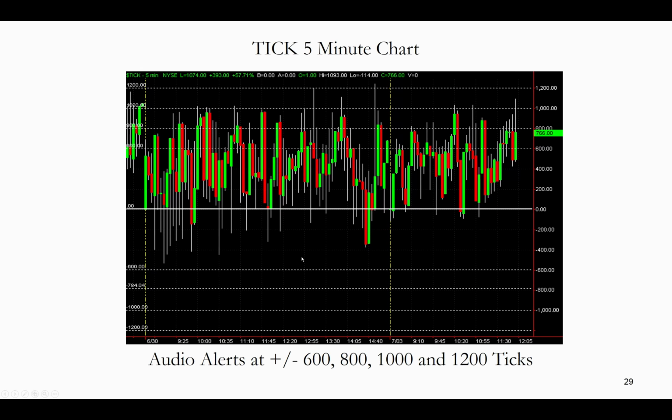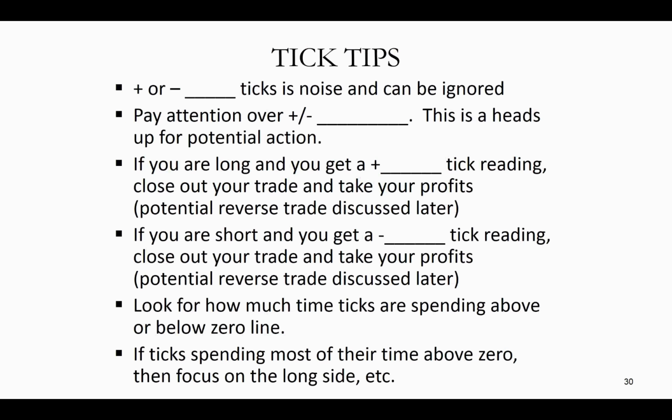So a couple of tips that you can use here. With the ticks, plus or minus 600 is noise and can be ignored. If you've got a position on and you're looking at the ticks and you're like, oh my God, the ticks are coming up, I'm short, and the ticks are at plus 600, there's nothing to worry about. That's just noise. There's no conviction there, and conviction is what we're looking for in the ticks. So that's not conviction. What I want to pay attention to is if we get plus or minus 800.